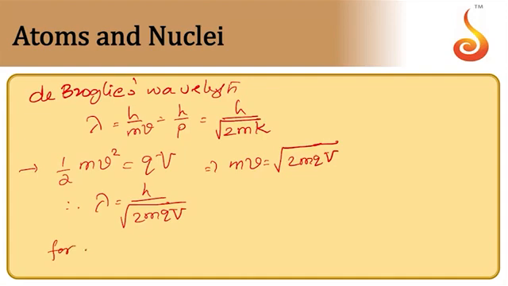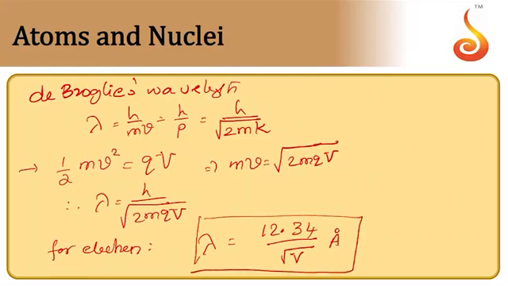Suppose I consider an electron. For an electron, lambda therefore can be written as, if I simplify it further, I get 12.34 divided by square root of accelerating potential angstrom. So for an electron, remember the de Broglie's wavelength is given by this equation.